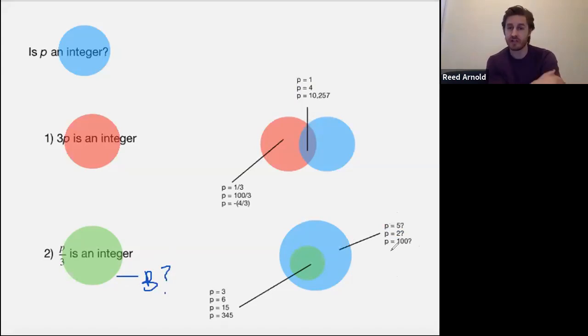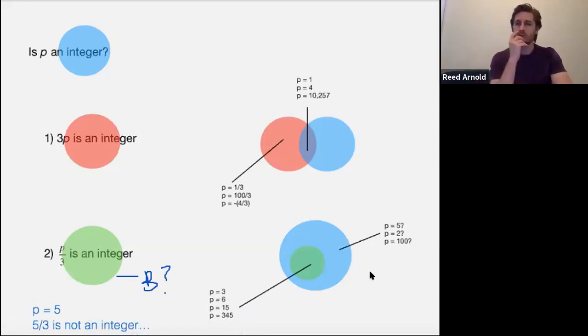It's true, JD, that 5/3 is not an integer. So why is statement 2 sufficient if 5/3 is not an integer? Right? If p equals 5, well, 5/3 is not an integer. So why is statement 2 sufficient? Because I want to know if I'm in the blue, not if I'm in the green. I want to know if being in the green is enough to tell me I'm in the blue, not if being in the blue tells me I'm in the green.